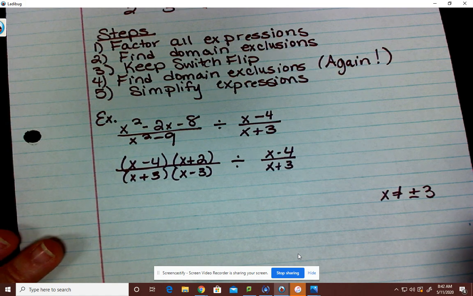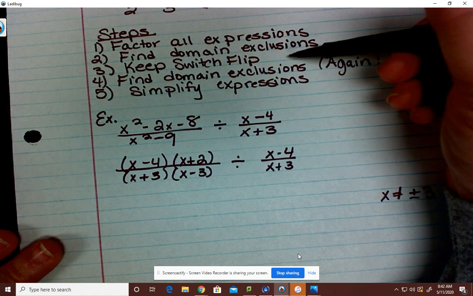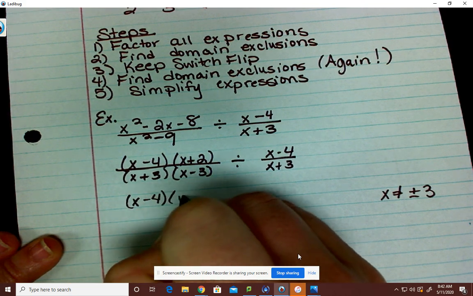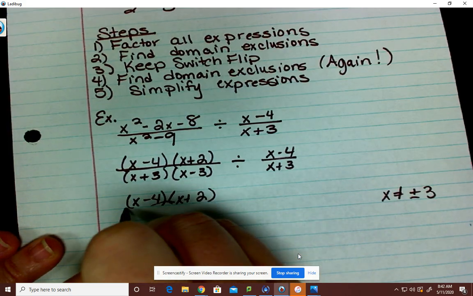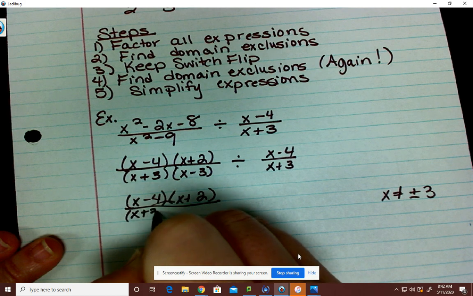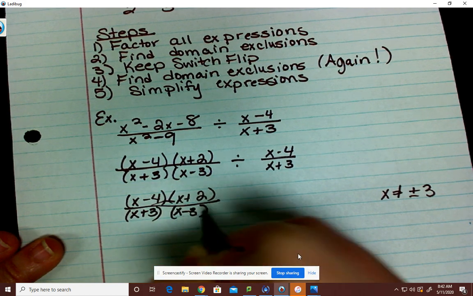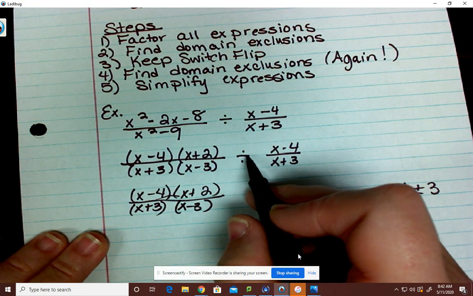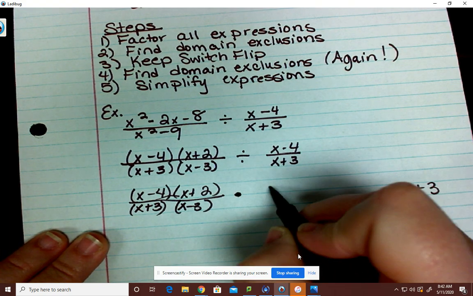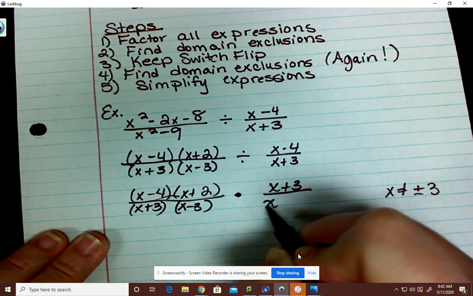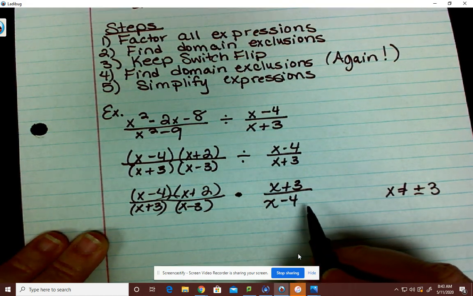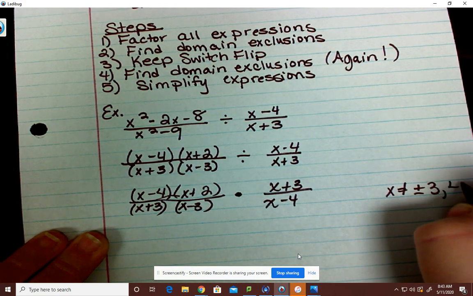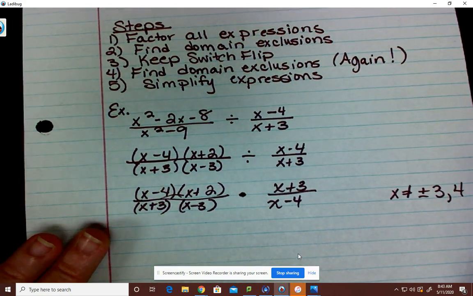Okay, then we're going to do step 3, keep, switch, flip. So you keep the first fraction. So this stays the same. I know some of you are going to want to put steps together, and I'm okay with that as long as you come out with the right thing in the end. Okay, then we switch division to multiplication and then flip the second fraction. We now have a new fraction. That means we have a new denominator. So what will make this denominator 0 is 4. So that also has to be a domain exclusion.